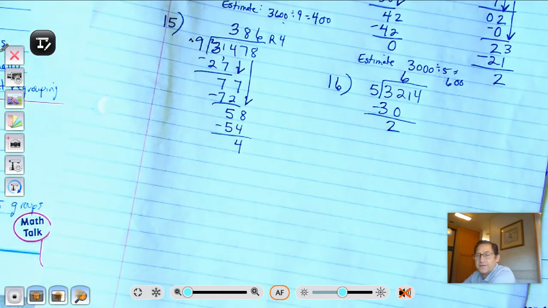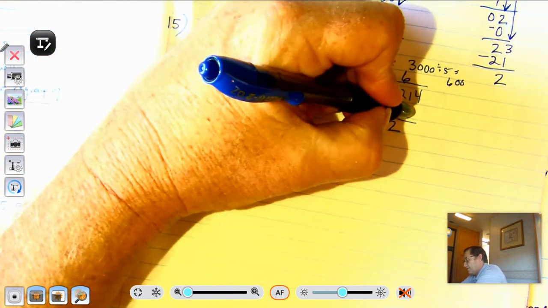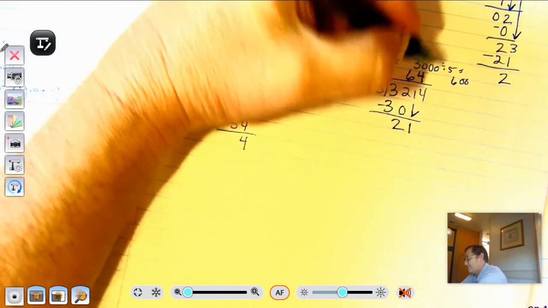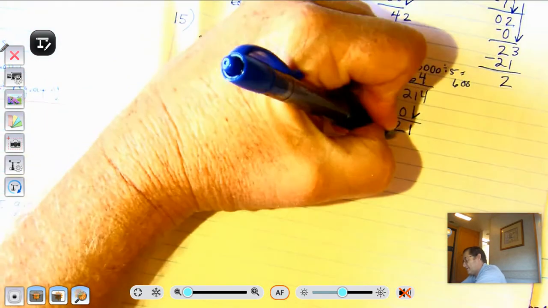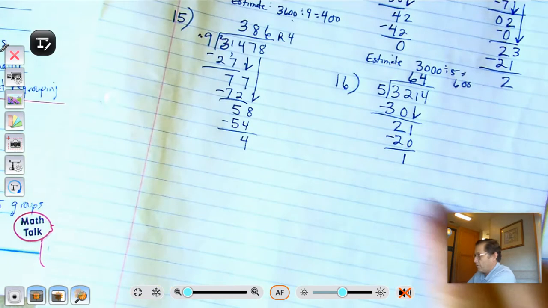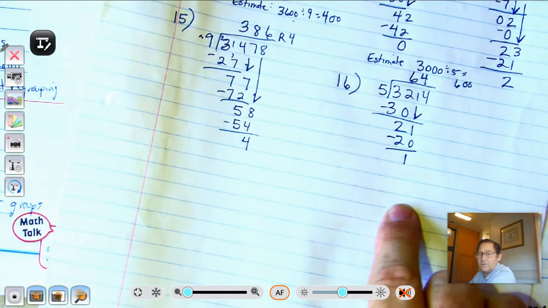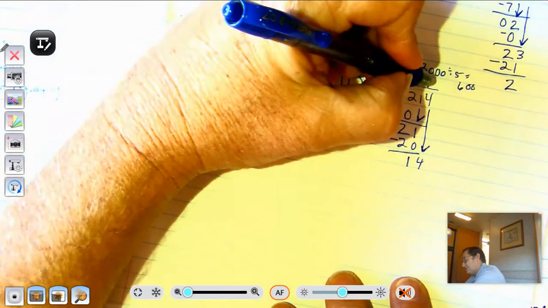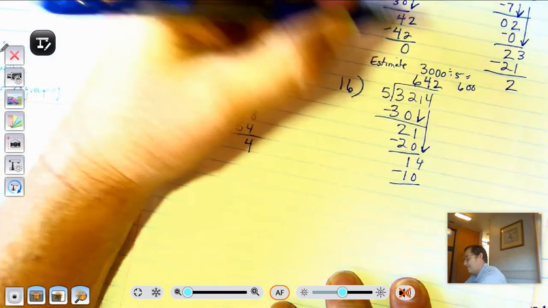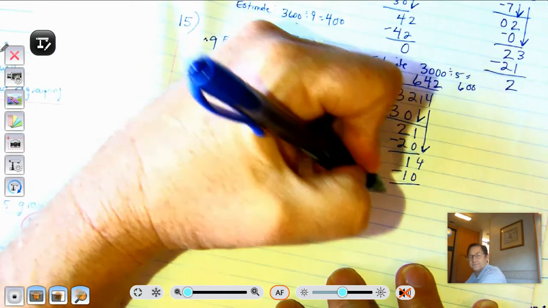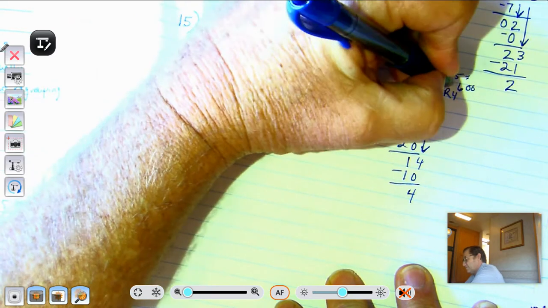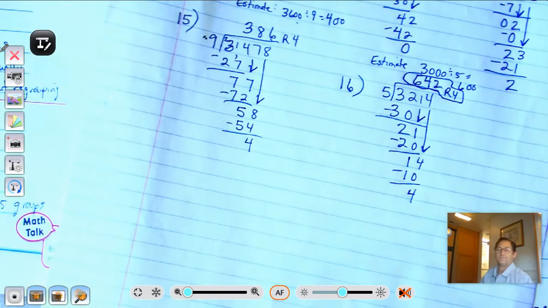32 hundreds, take away 30, leaves me 2 hundreds. I can't share that with 5 groups. So I'm now going to bring down the 1 ten. So I have 21 tens divided by 5 gives me 4 tens. 5 times 4 tens is 20 tens. The one remaining ten can't be shared with 5 groups, so I'm going to turn that into 10 ones. And 14 ones divided by 5 is 2. And 5 times 2 ones is 10 ones. Subtract, we get 4. So 642, remainder 4.